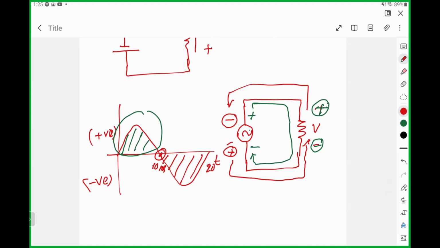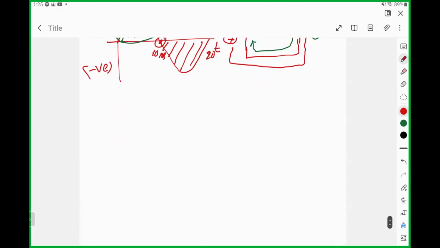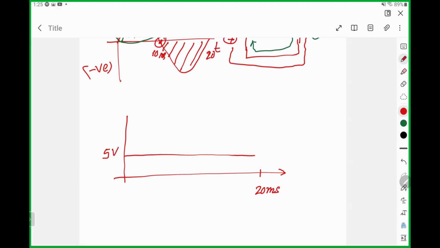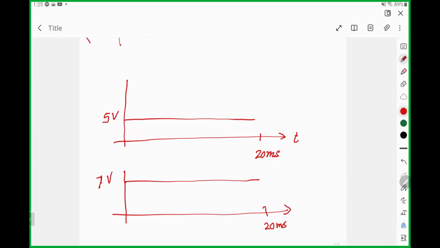Let us take a look. I will add two DC signals that have different magnitudes. Let's say in the same time, up to 20 millisecond, I have a DC of 5 volt here. And I have another waveform on the same 20 millisecond time axis. I'm just giving an example. This other waveform is, let's say, 7 volt. Now, if I ask you to add these two waveforms, what would the waveform look like?